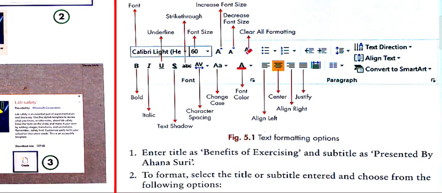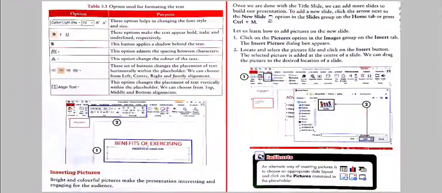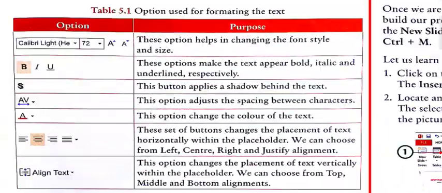Now enter the title as Benefits of Exercising, and the subtitle as Presented by Ahana Suri. To format, select the title or subtitle and choose from the following options. The first option is font and font size. This option helps us change the font style and size.